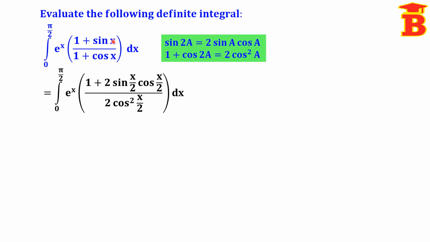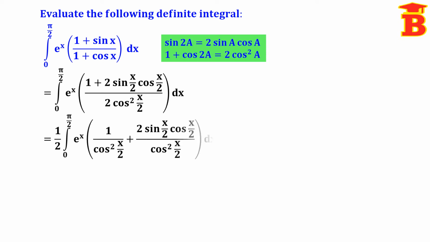So for this sin x, using the formula, here we have the angle x, half of that is x by 2. So 2 sin x by 2 into cos x by 2. Similarly here 1 plus cos x, half of the angle x is x by 2. So using the formula, this is 2 cos squared x by 2 into dx.